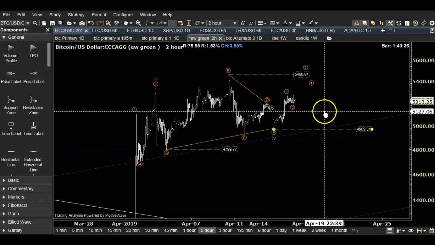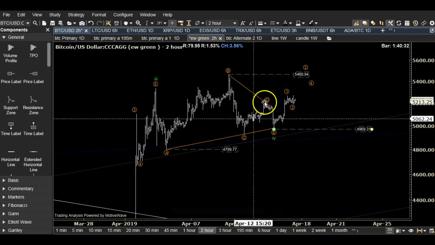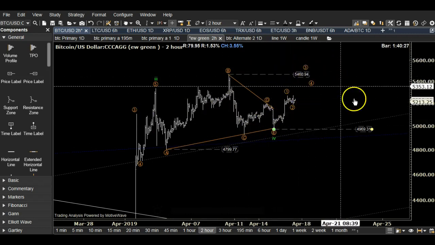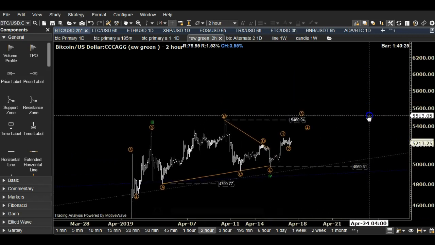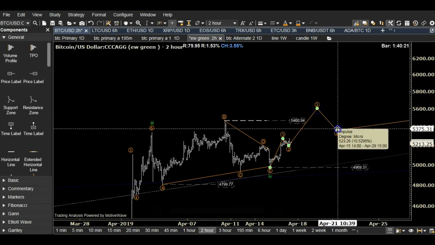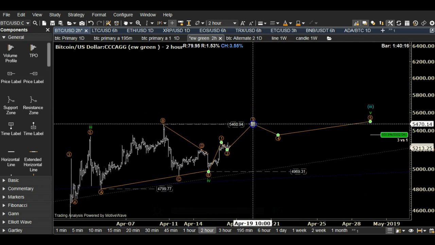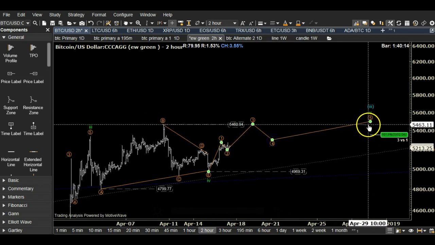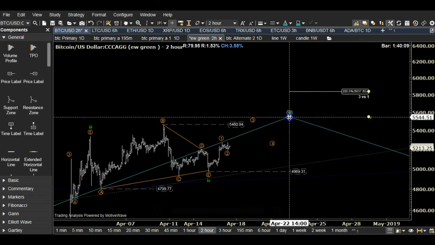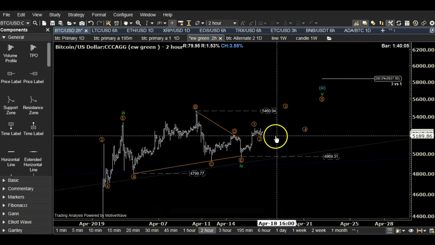So this 5460 to the top side and this 4969 to the bottom are levels that have to be taken out for this count to be invalidated to the downside and to have confirmation for the top side that this wave starts moving. So this wave 3 is probably going to be higher, and we'll see what the structure is going to look like here when this develops. This wave 5 is probably going to end up here somewhere to complete, obviously, this larger structure in wave 3, and then we're going to pull back. So let's keep an eye on it.